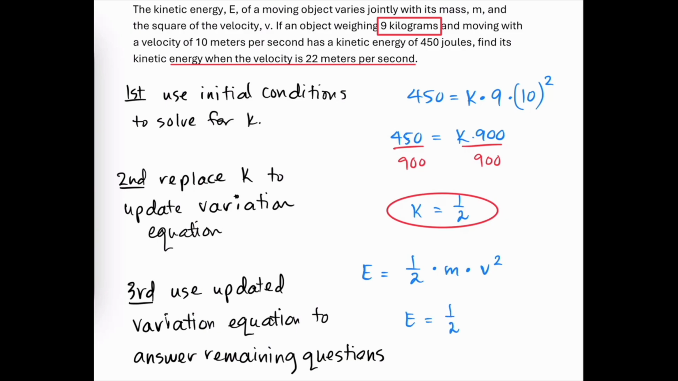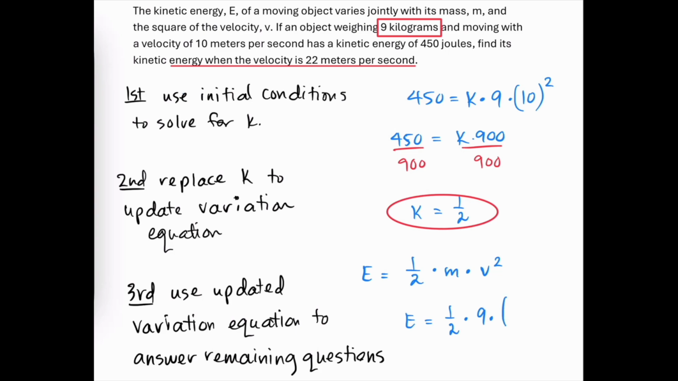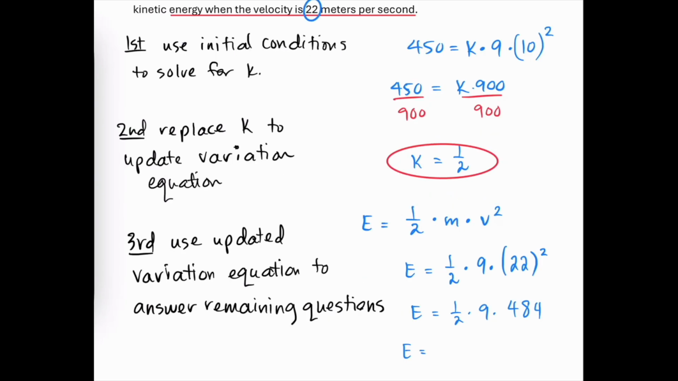We've already found k to be 1/2. The object still weighs 9 kilograms. It's only the velocity that's changing now to 22 meters per second. So we plug 22 in here, and again, the velocity has to be squared. So our kinetic energy is going to be 1/2 times 9 times 484, which is 22 squared. And all of these values multiplied together give us 2178, and the kinetic energy was measured in joules.